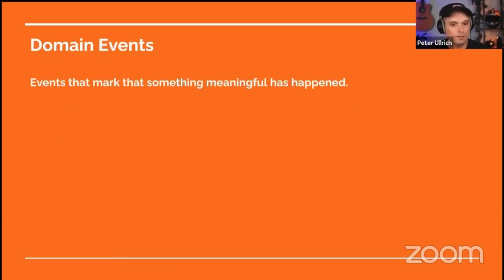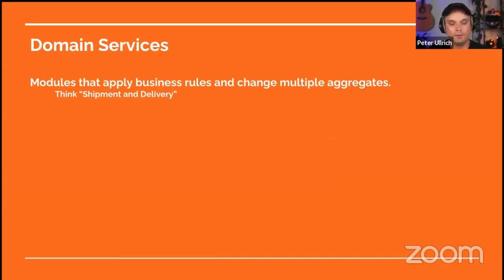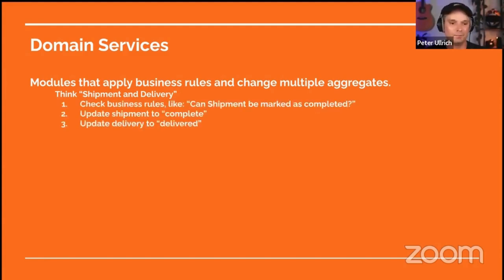All right. The last thing, domain events, is something I already showed you earlier, like the yellow sticky notes. It's an event that marks that something meaningful happened, like delivery completed or shipment completed. Then the past tense, like package delivered. And they're the main way of communication between bounded contexts. So if you think back about our shipment delivery example, usually they wouldn't change in one database transaction. If they're in two different microservices, the delivery would be marked as delivered, and then the domain event would be fired, like delivery completed. And that domain event then updates our shipment. Our other service, our other bounded context, finds that domain event and updates the shipment this way.